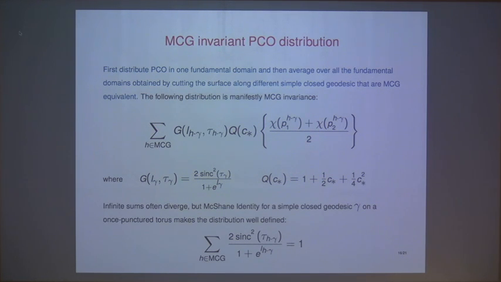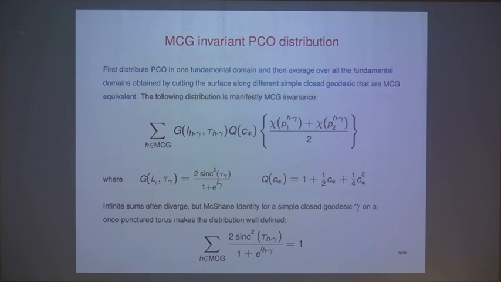So if I choose this particular PCO distribution, this distribution is consistent because the weight factor, if I sum over all the elements in the MCG group, sums to give you 1. And this is true because of the beautiful identity satisfied by simple closed geodesics on a hyperbolic once-punctured torus. This identity was discovered by McShane. Since I'm choosing this particular function, I have the McShane identity, and that tells us that the distribution that I selected on the once-punctured torus is a sensible, manifestly MCG invariant distribution.